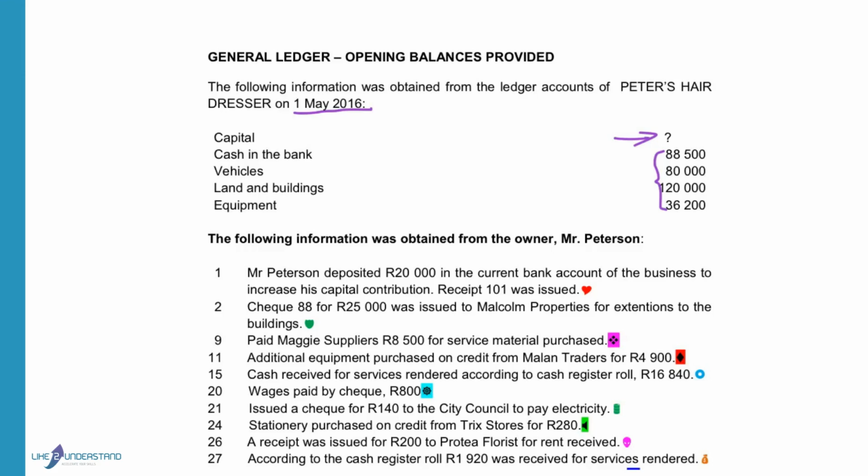Mr. Peterson deposited 20,000 Rand in the current account of the business to increase his capital contribution. Okay, so first of all, the business receives money, so the one double entry will be in the bank account. Why do they receive the money? To increase capital, so the double entry will be in the capital account.